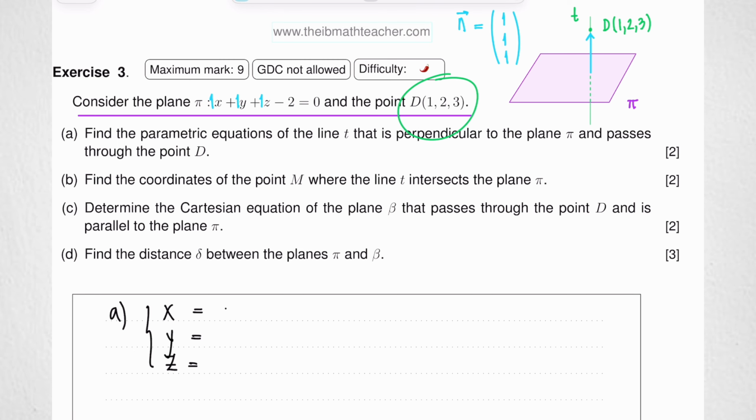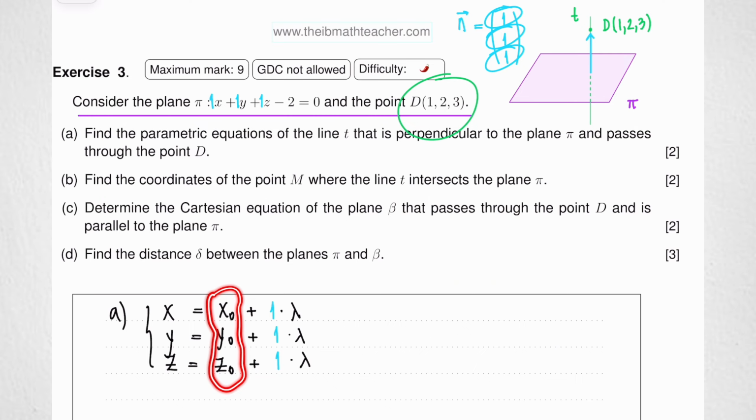our parametric equations will look like the following. We have a point over here, x0, y0, z0, plus the coordinates of this direction vector times lambda or some other constant. We usually use lambda. Now what's missing here are the coordinates of a point that the line crosses, and we do have it.